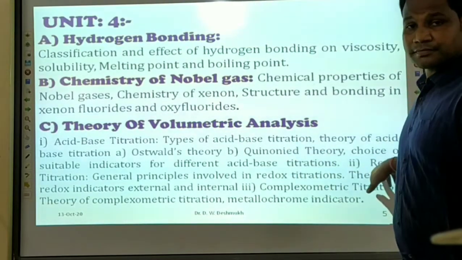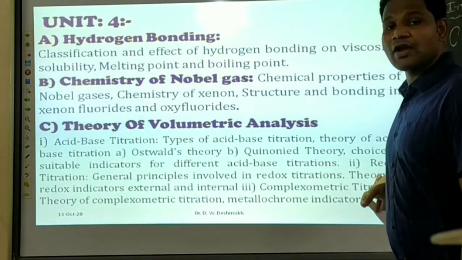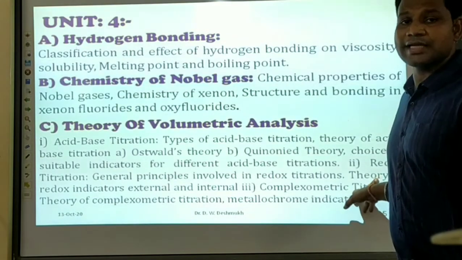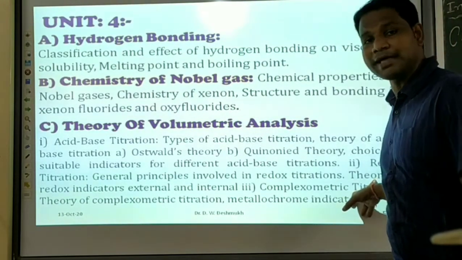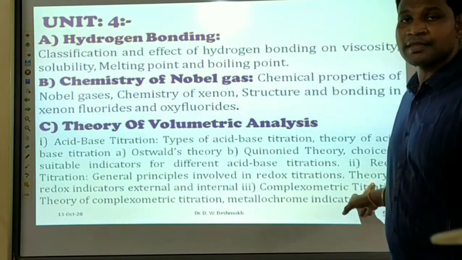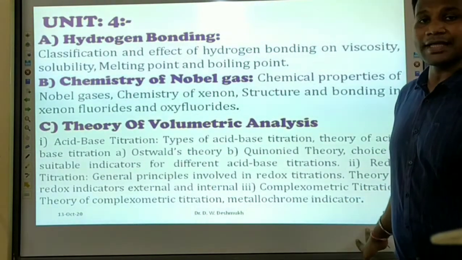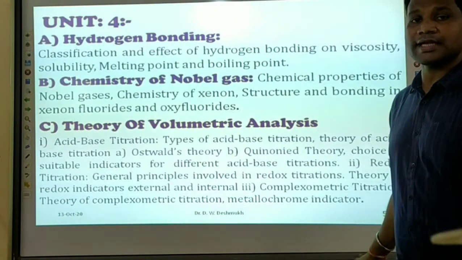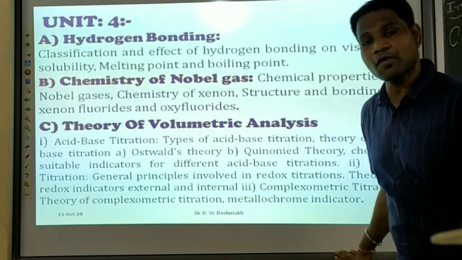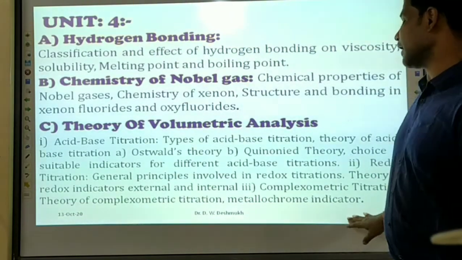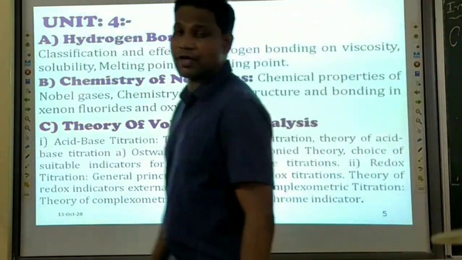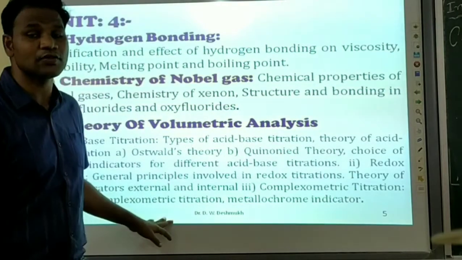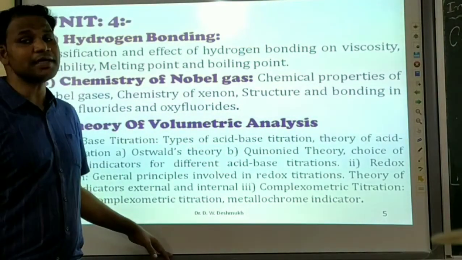Then second type of titration is redox titration, means those titrations which involve reduction and oxidation processes simultaneously are called as redox titration. Then third titration is complexometry titration, means those titrations which involve formation of complexes between metal and ligand are called as a complexometry titration. And again we are going to discuss which type of indicators are used in complexometry titration.